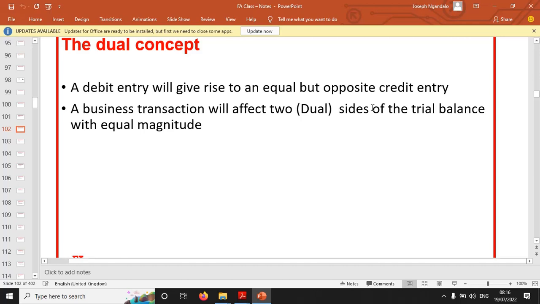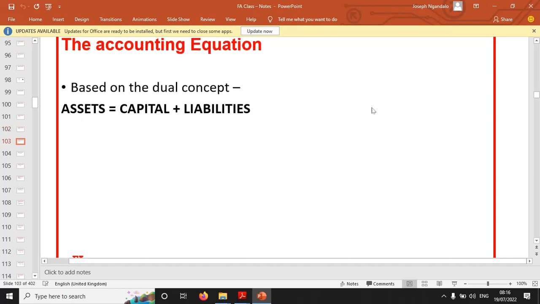Okay. Can we proceed? You know, you need to be writing with some precision here. The accounting equation, very important. Assets will be equal to what? Capital plus what? Plus liabilities. Also based on the dual concept, the accounting equation.